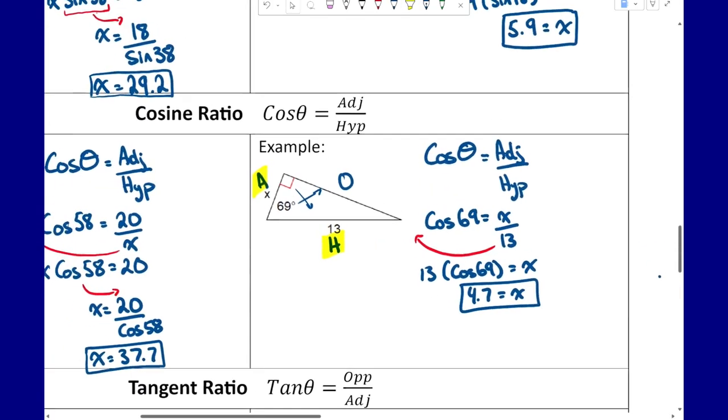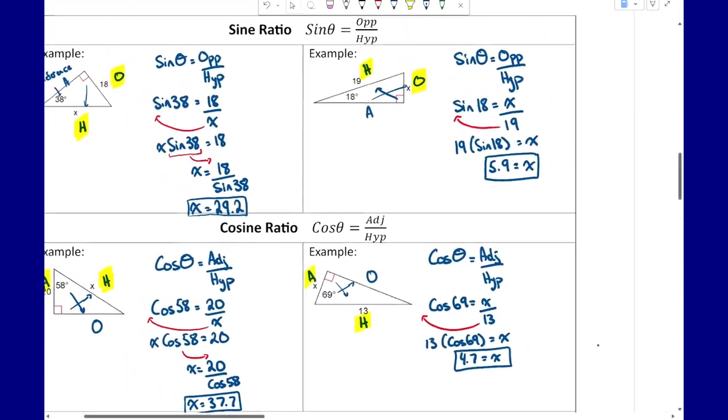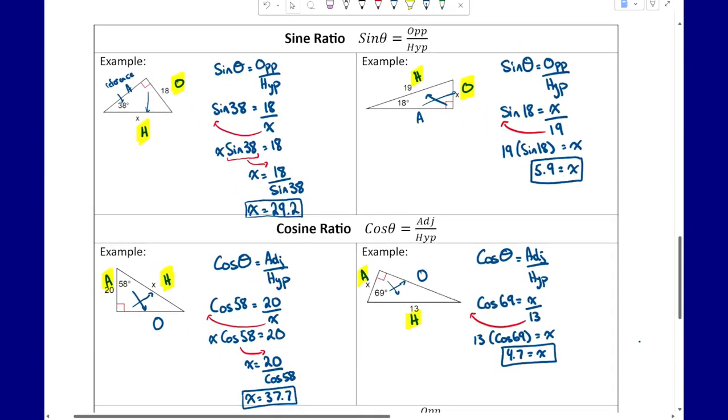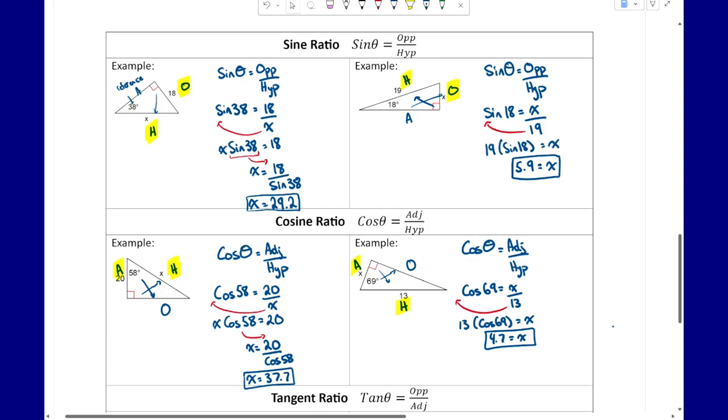Now, before we get into the tangent ratio, let's go back and take a look at the sine and the cosine ratios that we just looked at. Just by first glance, if you look, and let me make one small adjustment here.